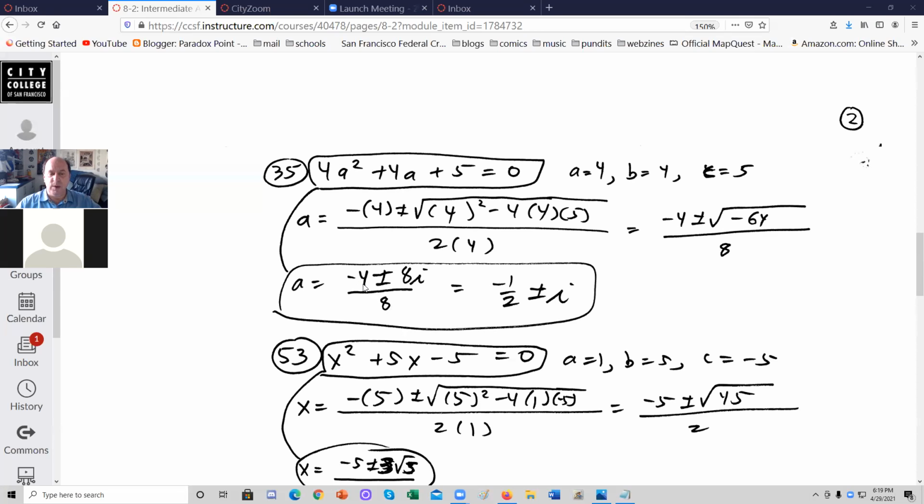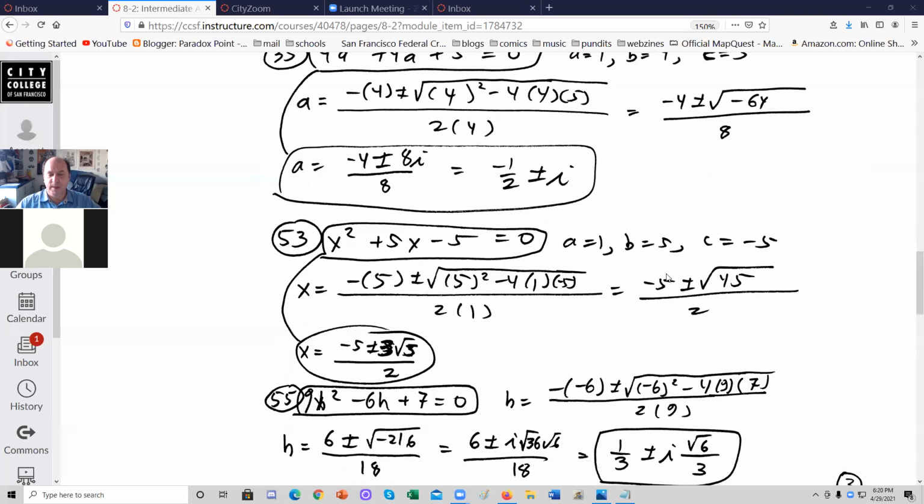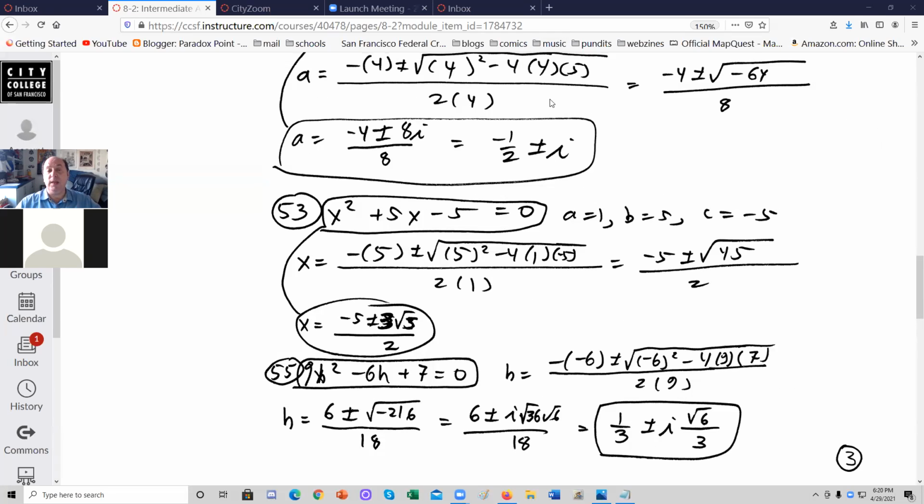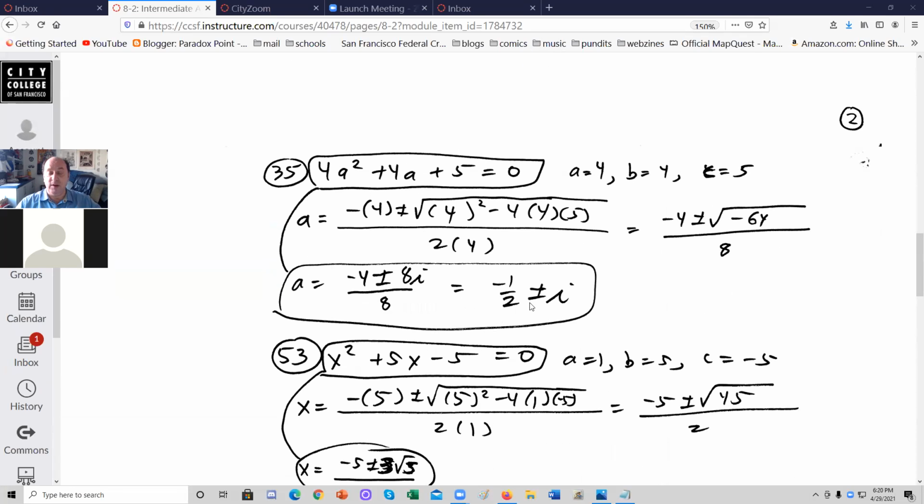Dividing both of these, the real and imaginary parts, by 8, we get negative 4 eighths, which is negative a half, plus or minus 8 eighths i, or i. So negative 1/2 plus or minus i. All right, so the formula can give you imaginary roots.